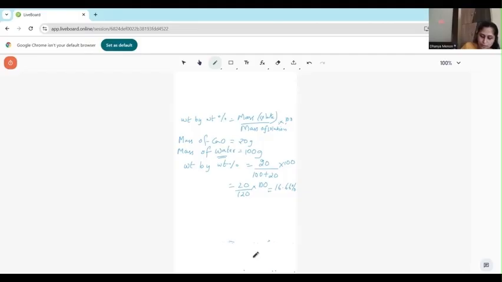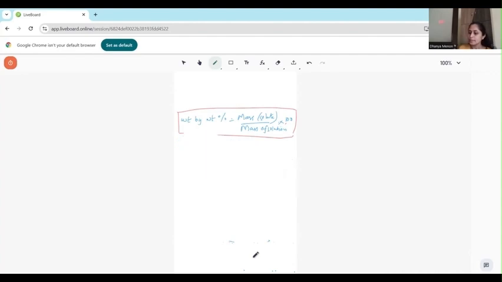Okay, so this was the first question. Now, coming to the next question, I'm keeping the formula as it is. We have 10 grams of NaOH present in 100 ml of solution. I'll just write down the information that is given.